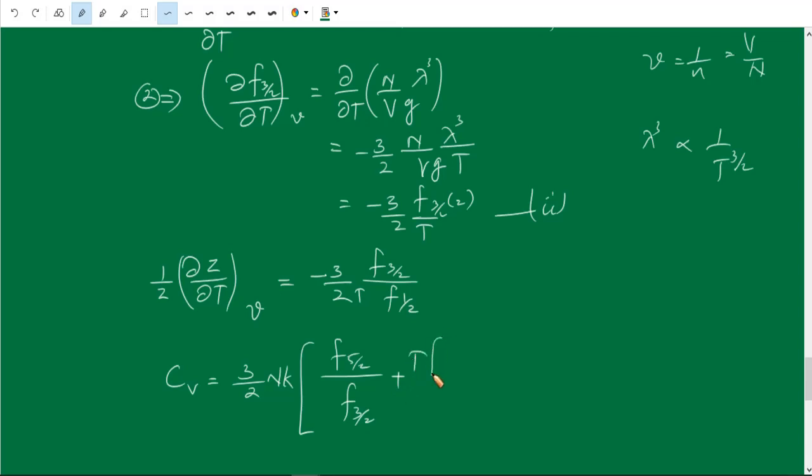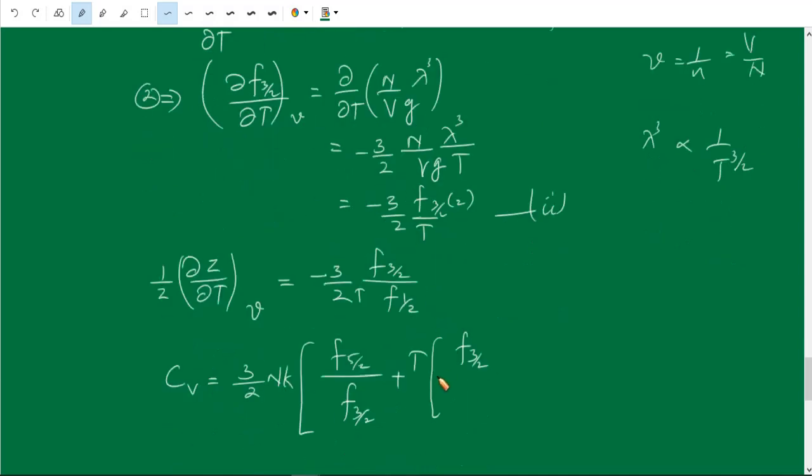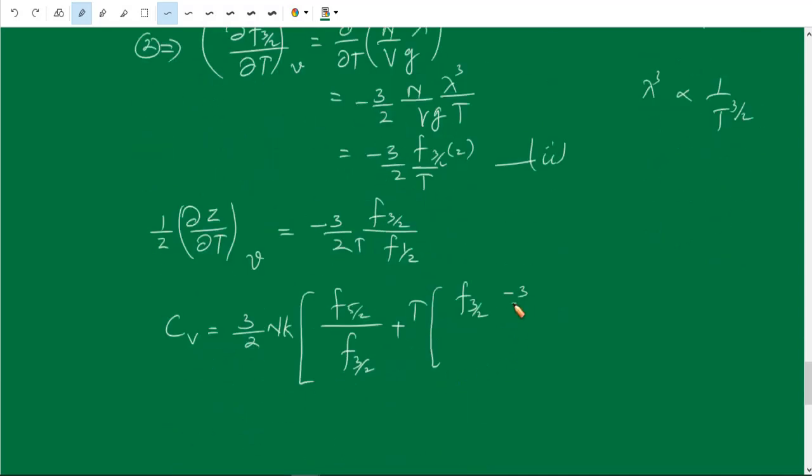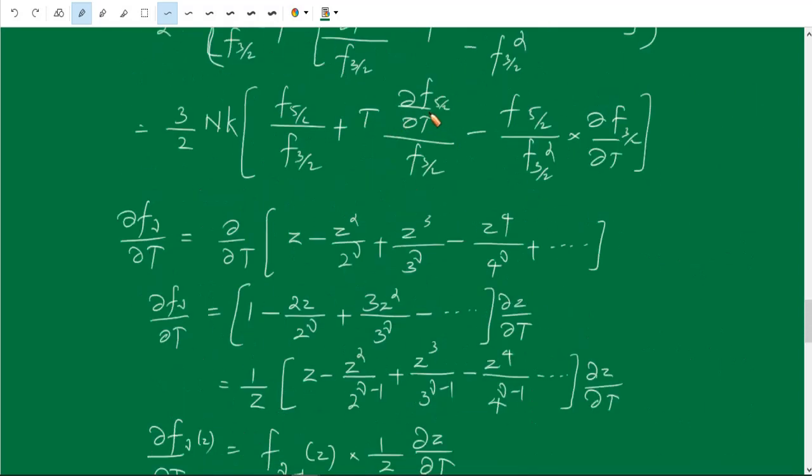The first one is f3 divided by 2 z, dou z by dou t, z 1 by z dou z by dou t. So this will be minus 3 divided by 2t, f 3 by 2 of z divided by f 3 by 2. Okay, so this thing is the f5 by 2 divided by dou t f3 by 2. So minus f5 by 2 f3 by 2 square dou f3 by 2 by dou t.